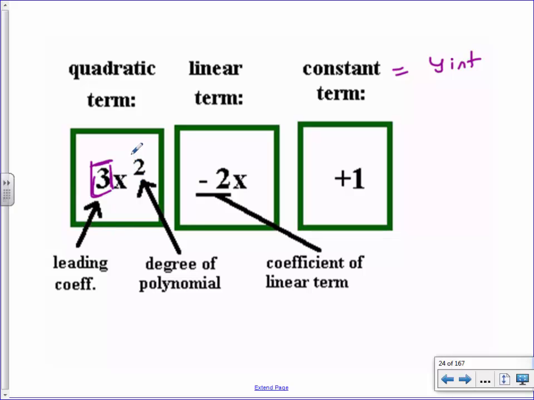The other thing I need you to know is the degree. The degree is the largest exponent. So if it goes to the power of 2, the degree is 2. If it goes to the power of 5, the degree is 5.